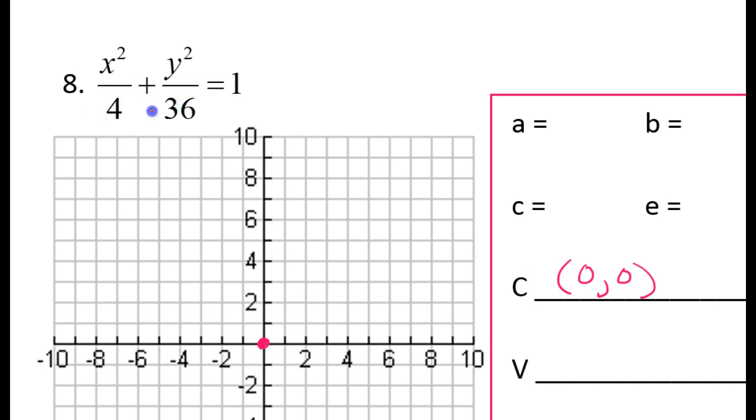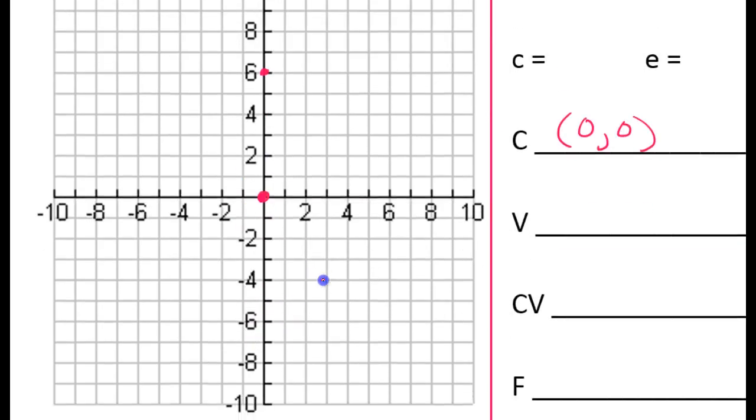Now, find the bigger denominator. The biggest denominator is called a squared. So a squared is 36. That means that a is 6. Because the 36 is with the y term, we will do plus and minus 6 in the y direction. So we will go up 6 and down 6. These are the vertices. So the vertices of the ellipse are 0, -6 and 0, +6.